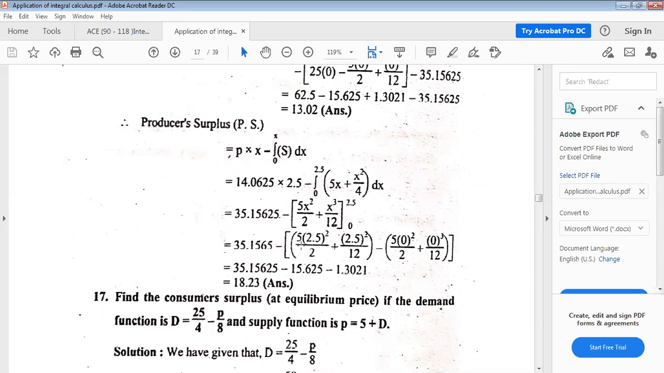So this minus, just putting x equals 2.5 as the upper limit we get this, then minus putting x equals 0 as the lower limit. Now just calculating this, minus 5 into 2.5 whole square plus this will give this, and this whole thing is actually 0. So this is the result.